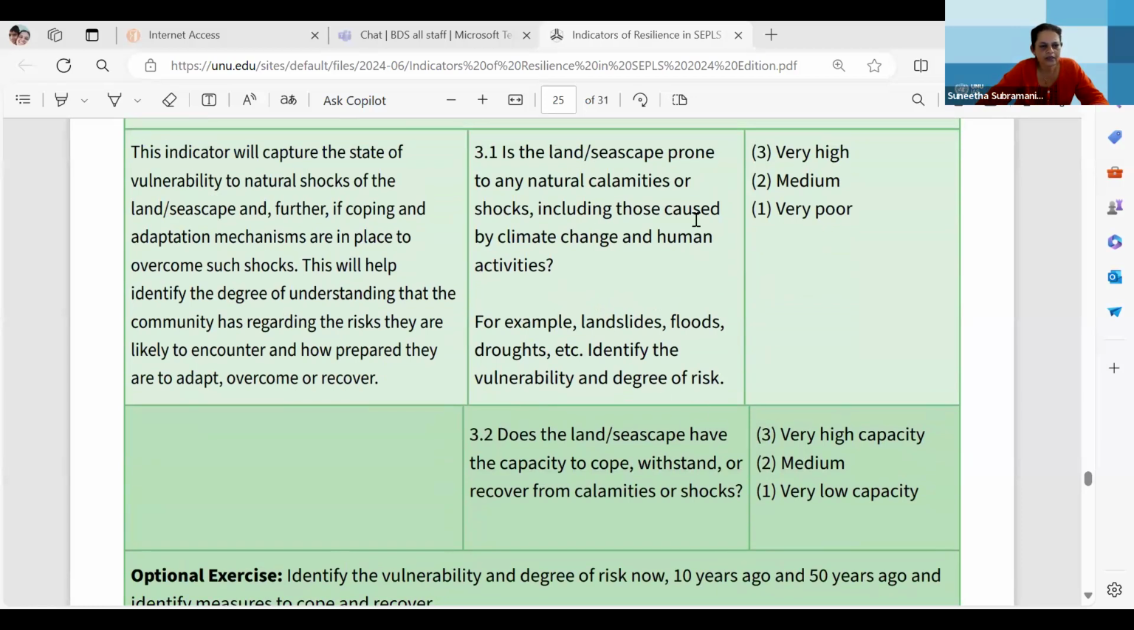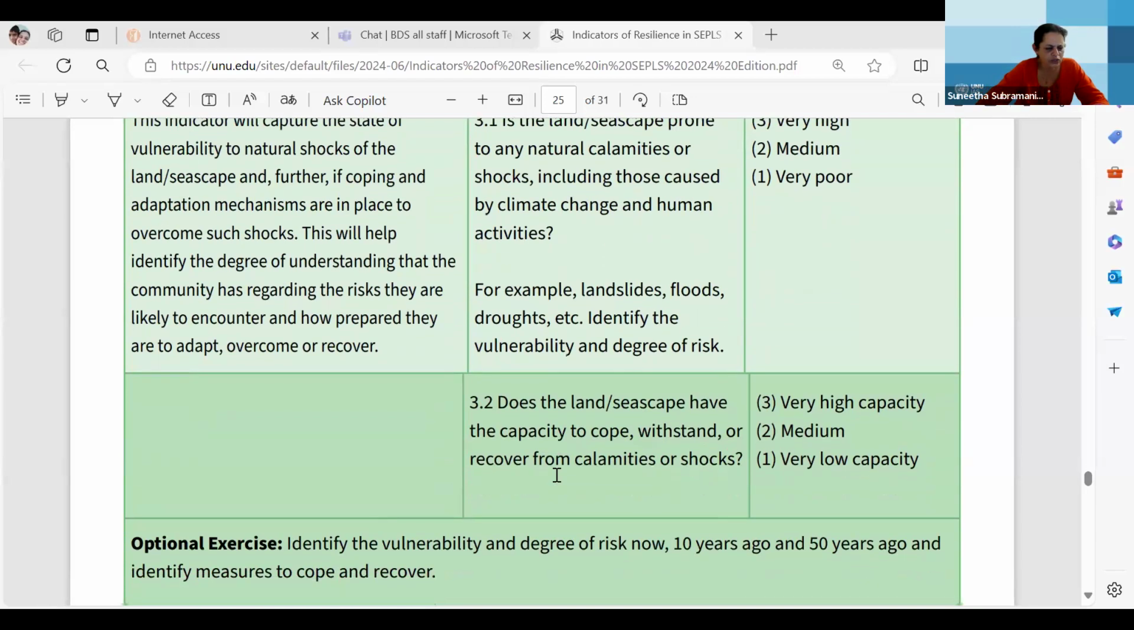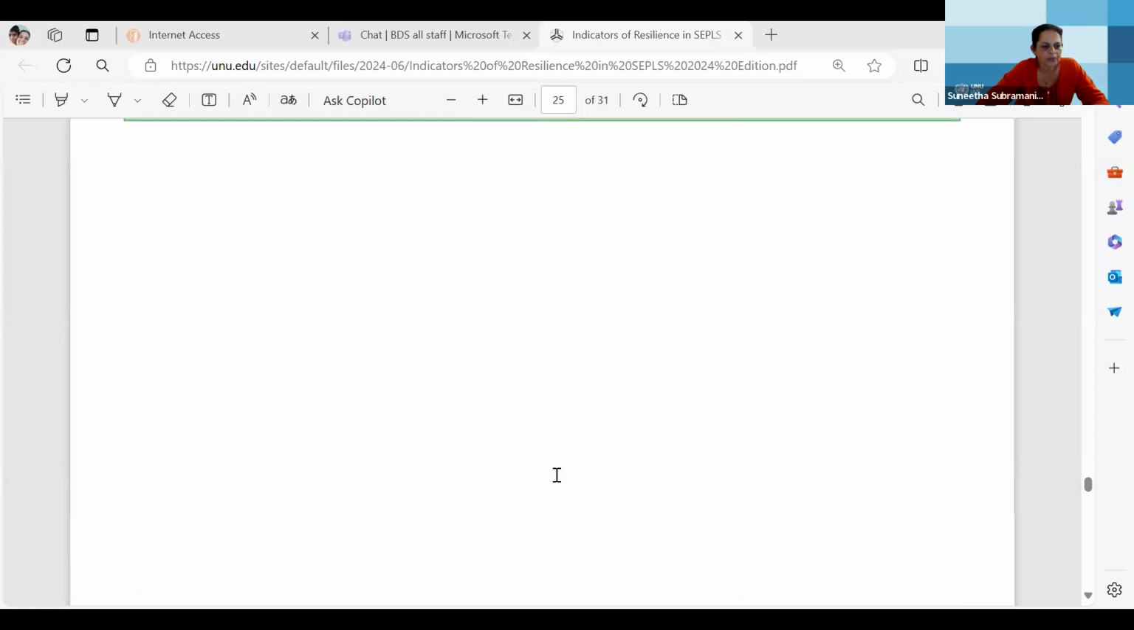So it has two components. Is it prone to natural calamities? And second, if it is prone, does it have the capacity to cope or withstand? All of this could be put into a format as an exercise that identifies vulnerability, the degree of risk, the status quo now, what it was 10 years ago, what it was 50 years ago. So it helps us see historically how things might have eroded or maybe even strengthened. That gives a time map of how we are doing, and also helps identify what measures we can put in place to cope and recover. So that's the first topic.